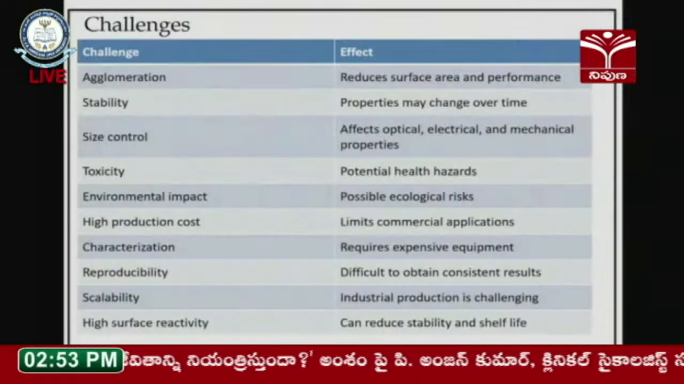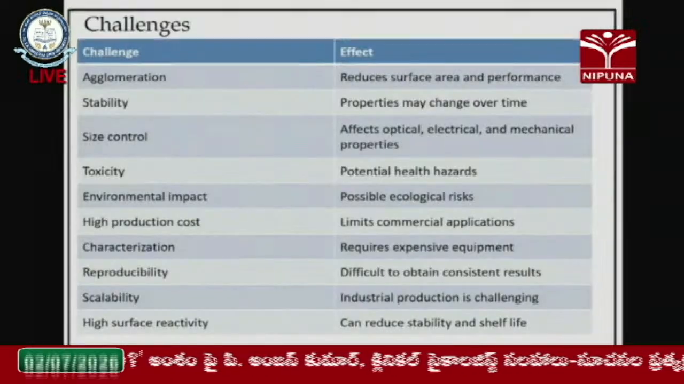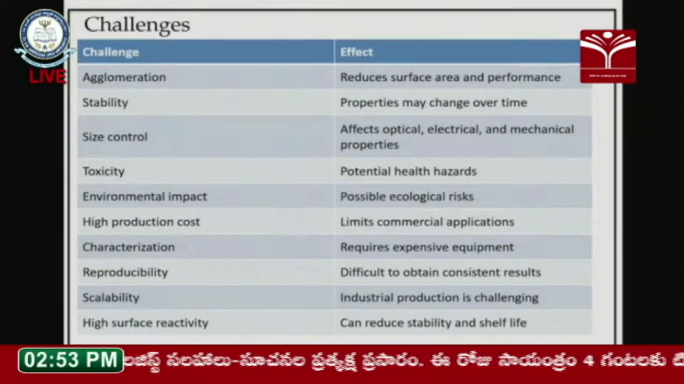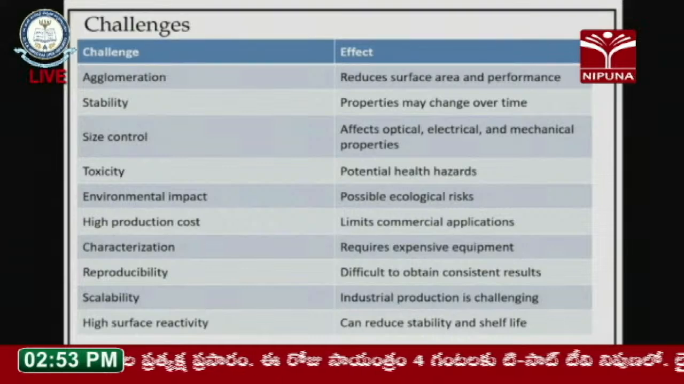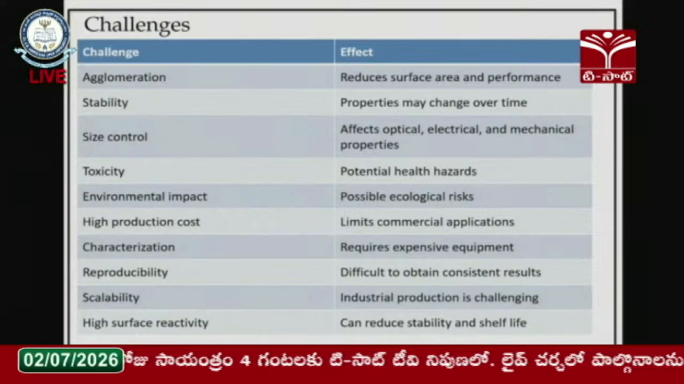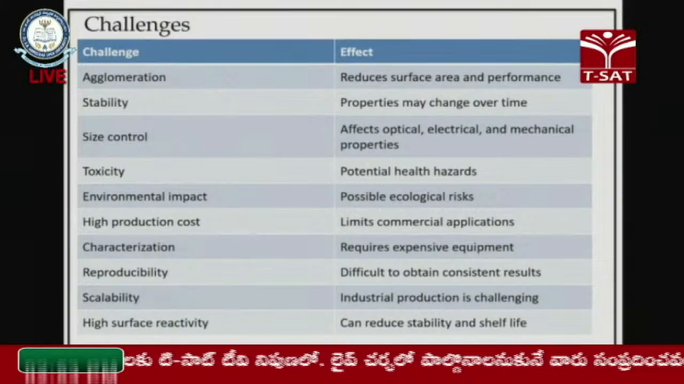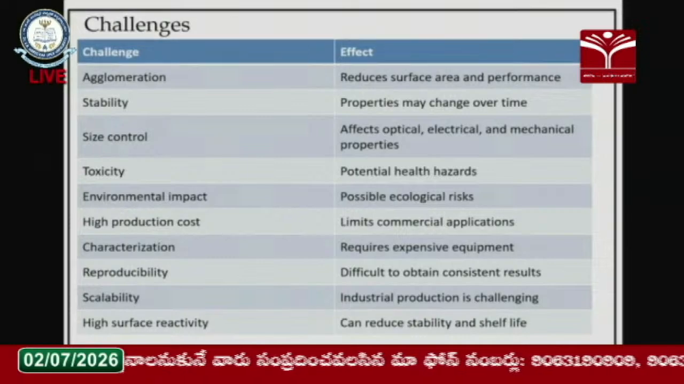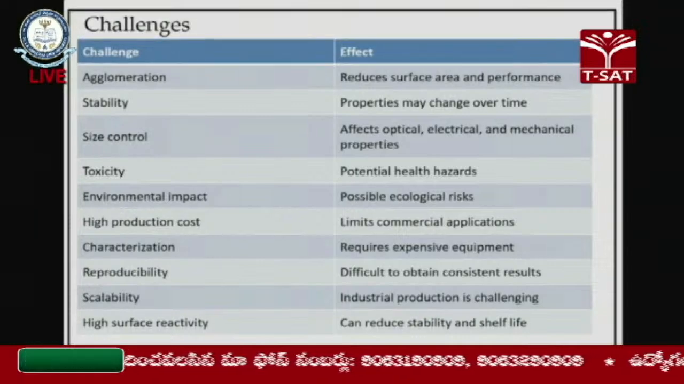What all are the challenges we have in synthesizing or in having the properties? One is agglomeration. We should see that more atoms do not occupy the same space. They should spread over the surface, that is, the surface to volume ratio should be taken care of. Then stability: it should not oxidize, and it should not react with the surroundings. And size control, because as I said, when it is a quantum dot it has a particular property, and when it is a wire it has a different property.